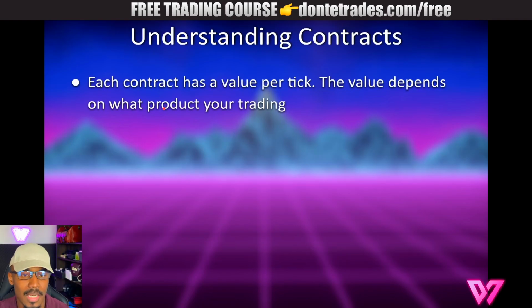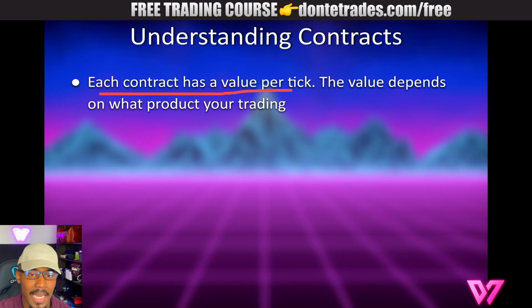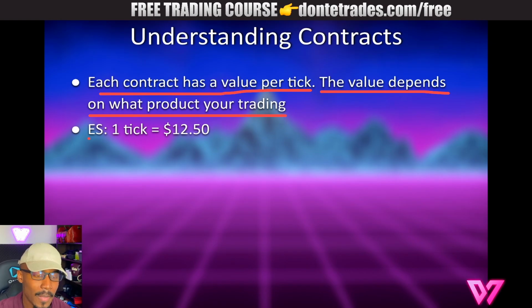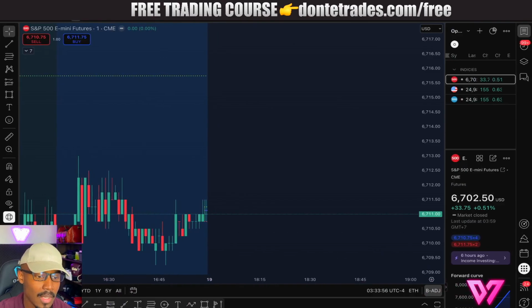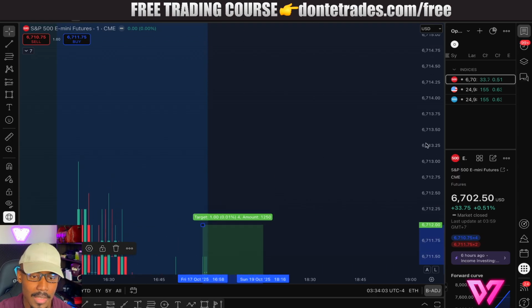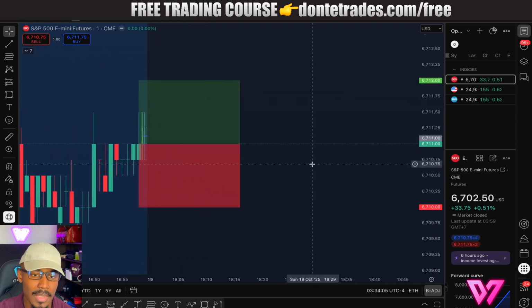So, understanding contracts. Each contract has a value per tick. This value depends on what product you're trading. Again, on the ES, 1 tick equals $12.50. So if the price moves against you by 1 tick, then you lose $12.50 per contract. Let's say, for example, on the ES, we open up a long position here where the price is. And again, this is the weekend, so the price is not moving.